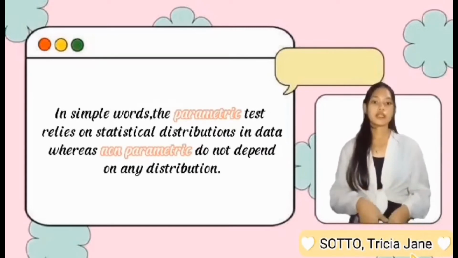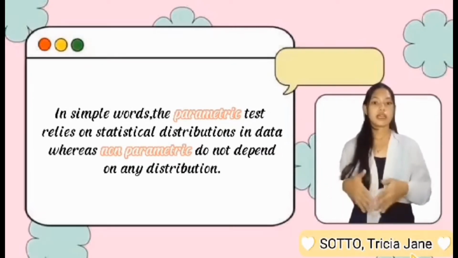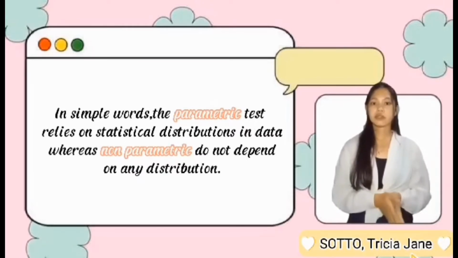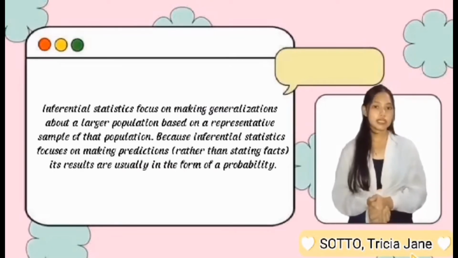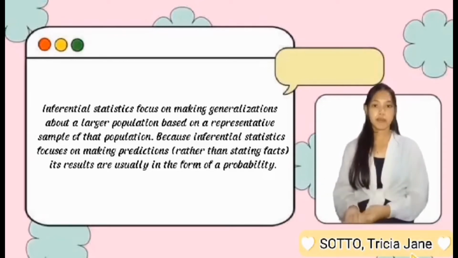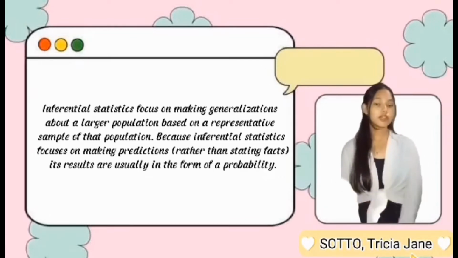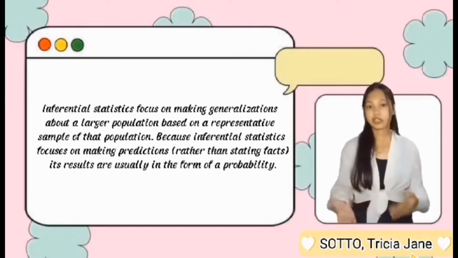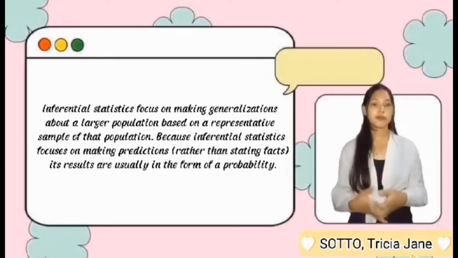In simple words, the parametric tests rely on statistical distribution in data, whereas non-parametric tests do not depend on any distribution. So, inferential statistics focus on making generalizations about a larger population based on a representative sample of that population, because inferential statistics focuses on making predictions rather than stating facts. Its results are usually in the form of a probability.